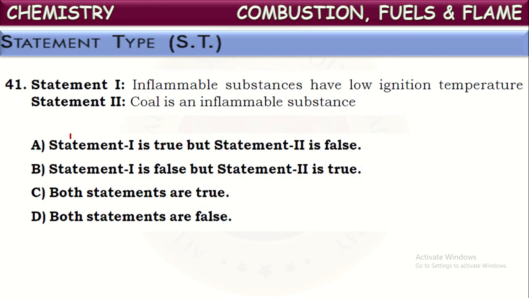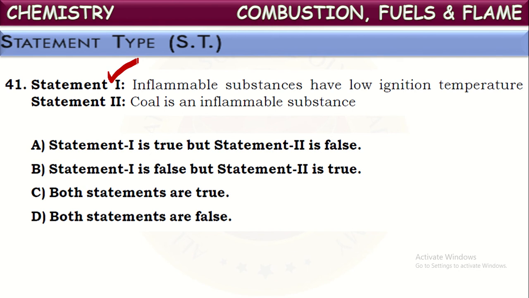So if you see the next question, statement 1: Inflammable substances have low ignition temperature. Inflammable substance means the substance which catches fire at low temperatures itself, and they undergo rapid combustion, are called inflammable substances. So these will have low ignition temperature, that's why they can catch fire easily.